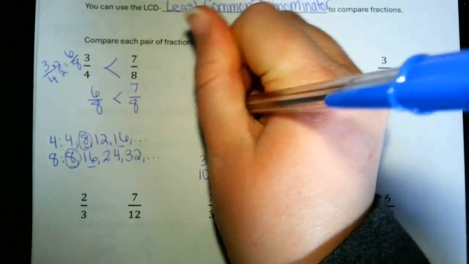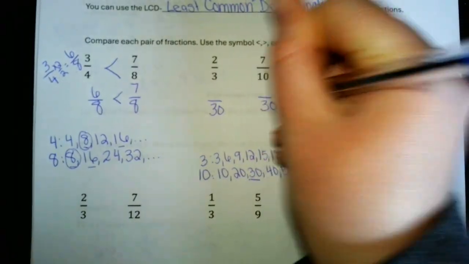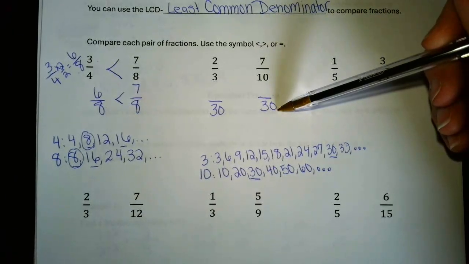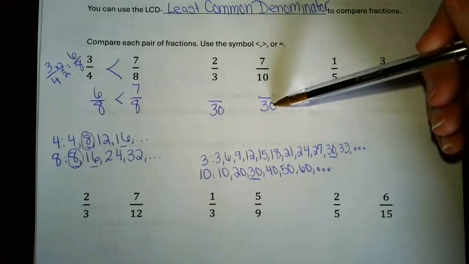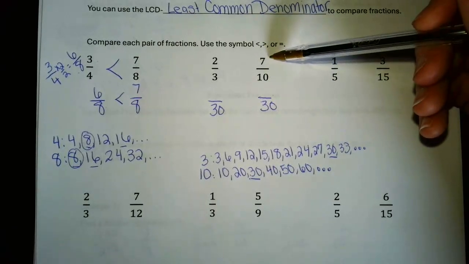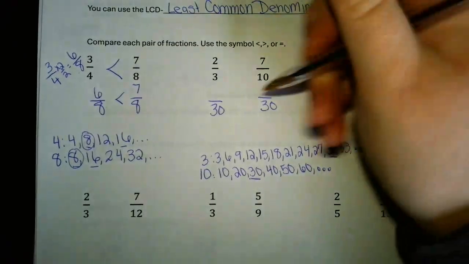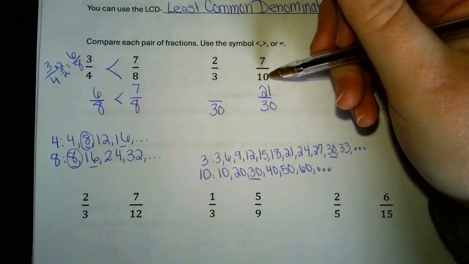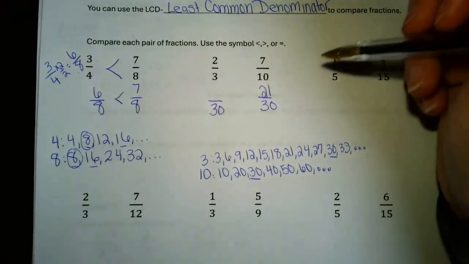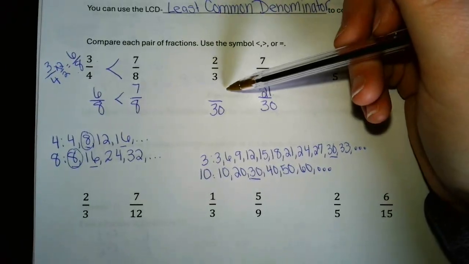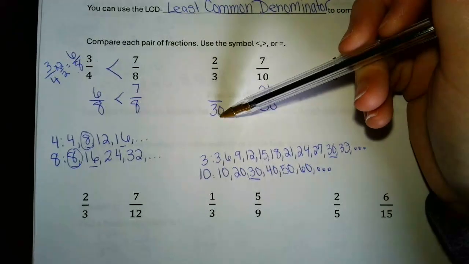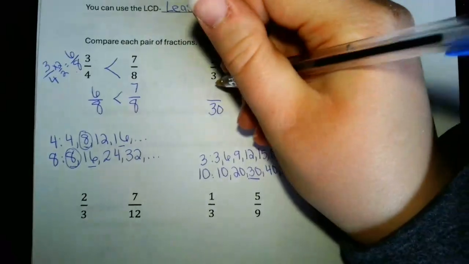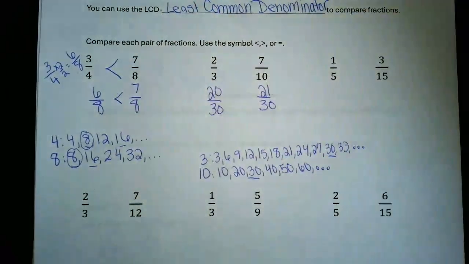So I'm going to rewrite that first. We want them both to be 30. What do we have to multiply 10 by to get 30? 3. So 10 times 3 gives you 30. You have to do the same thing with your numerator. 7 times 3 is 21. So your equivalent fraction for 7/10 is 21/30. Do the same thing with 2/3. 3 times what gives you 30? 10. So 2 times 10 gives you your numerator, which would be 20.